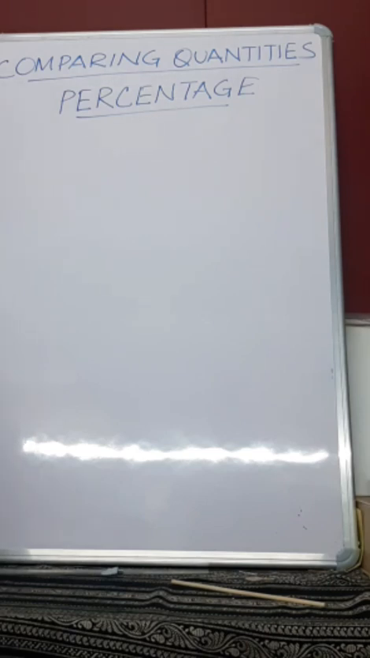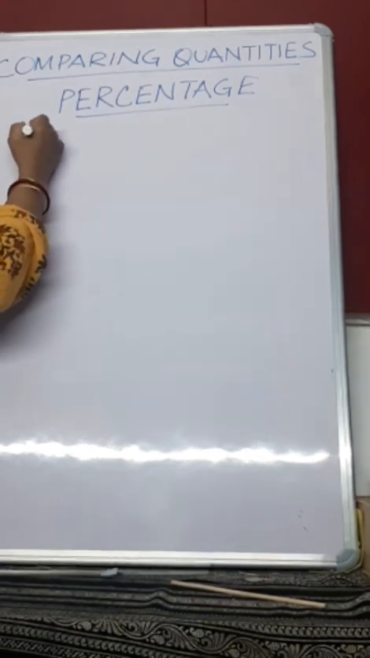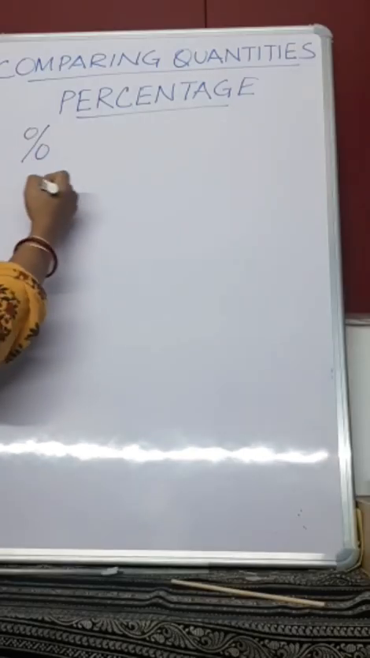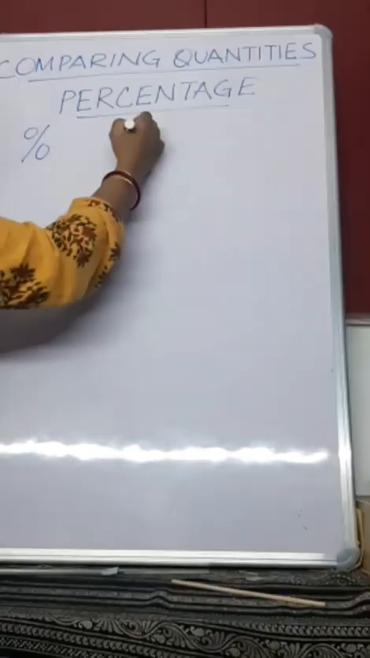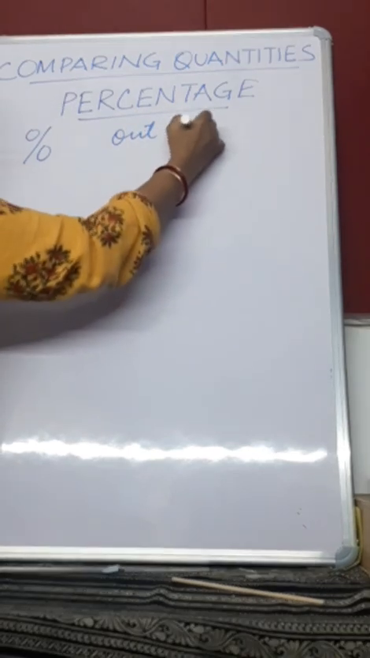Comparing quantities include percentage also. So today we will be dealing with percentage. We often use the word percent when we discuss the marks obtained, the discount in sale of items, commission in investments, interest on the principal amount obtained from the bank. So, what is percent? This is the sign of percent, and percent means out of 100.